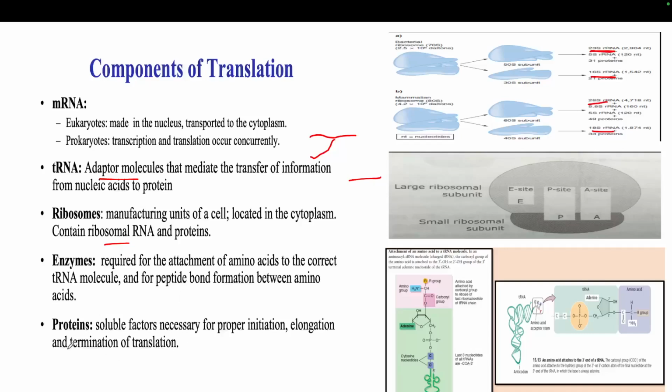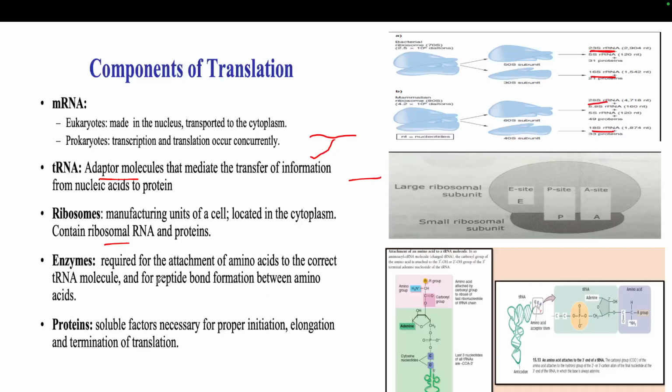Proteins, which are also enzymes, and some soluble factors are also required for the termination of protein synthesis. Initiation and elongation also require certain factors, which are also proteins. So these are the different components of translation.